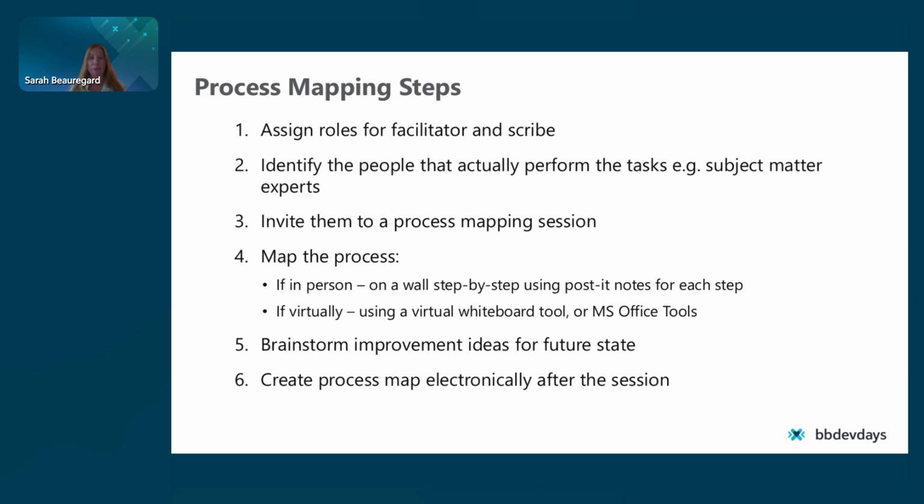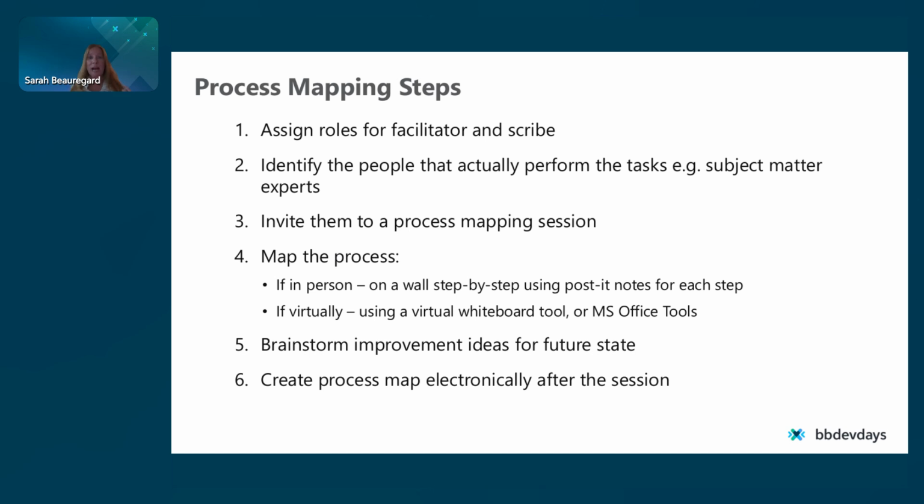So we're going to get together and map the process. We're going to talk about a couple different ways to do that based on if you are able to be in person, all together in the same room, the actual physical room, or if you're doing more of a virtual experience. So everybody is on a Teams meeting or something in a virtual collaborative environment. So we're going to talk about in person and really recommend using a wall to do step-by-step process mapping using Post-it notes. We'll talk more about that in a minute. And then if we're doing it virtually, there's some whiteboarding tools and Microsoft Office tools that you can use. And we'll talk about that here in a second as well.